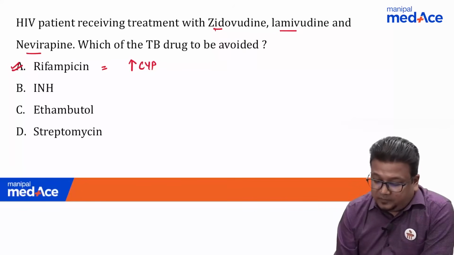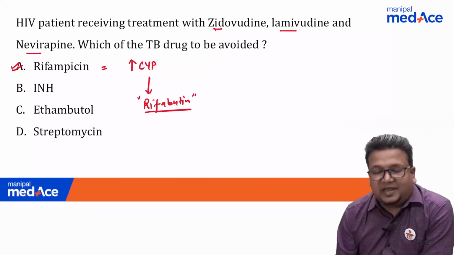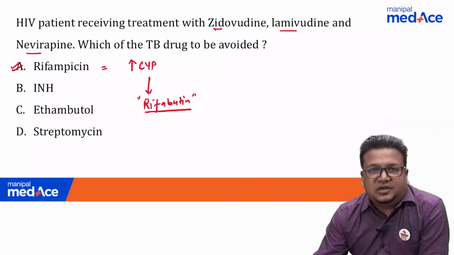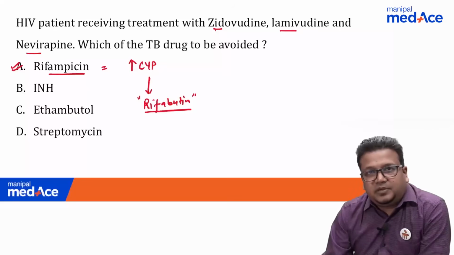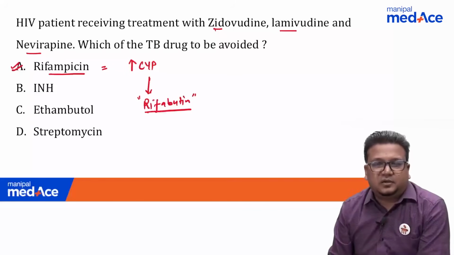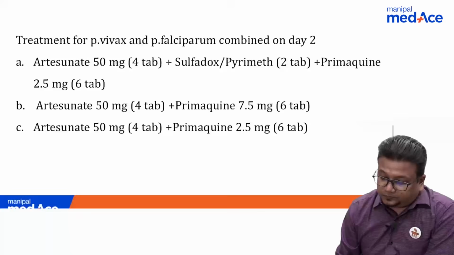So we would like to replace rifampicin with rifabutin, which has a similar mechanism of action like rifampicin but does not induce the liver enzyme. So rifampicin is the one that should be avoided in an HIV patient receiving antiretroviral therapy. So this is a pretty standard question which I am sure you would have found easy to answer.